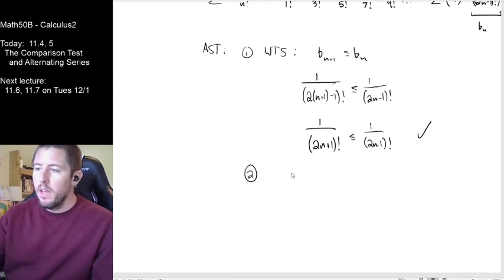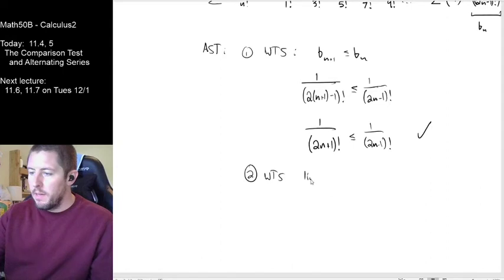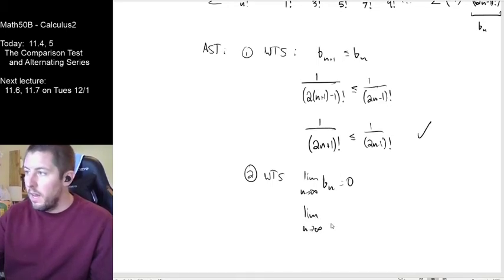The second thing we want to show is we want to show that the limit as n goes to infinity of b sub n equals 0. That's my limit as n goes to infinity of 1 over 2n minus 1 factorial.